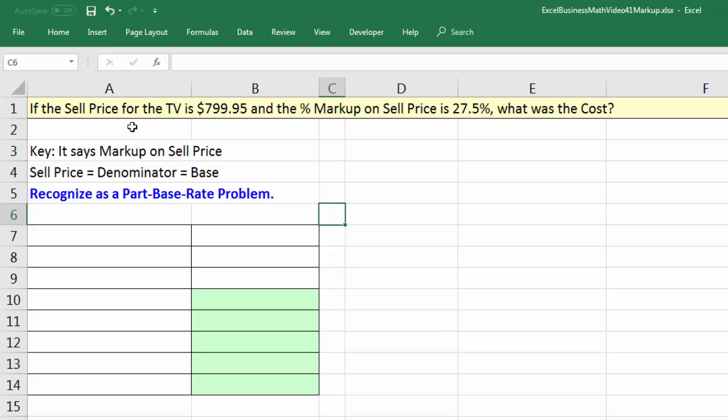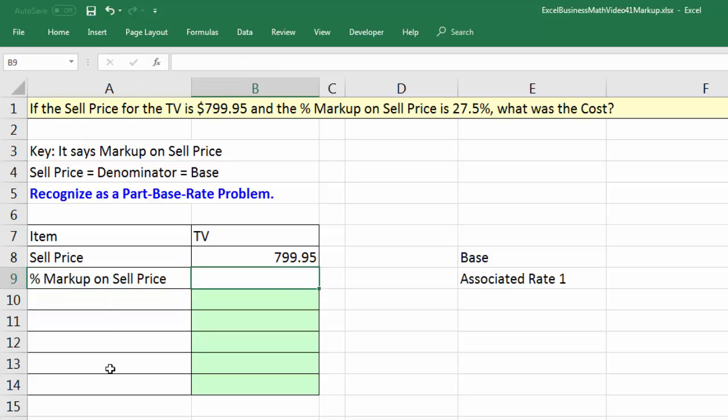Now, let's just read the problem and enter the data. The item, we're selling a TV. It looks like they gave us the sell price. Sell price is $799.95. And we're given percent markup on sell price, and that is 27.5%. Looks like that's pre-formatted. And enter. Now, this is going to be our base. This is percentage markup on sell price, but it's one of the possible rates. Remember, we have two parts.